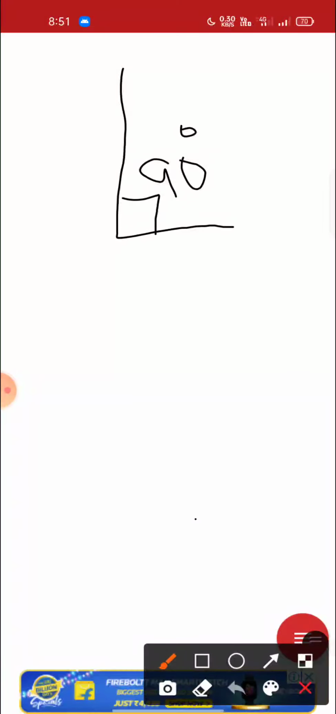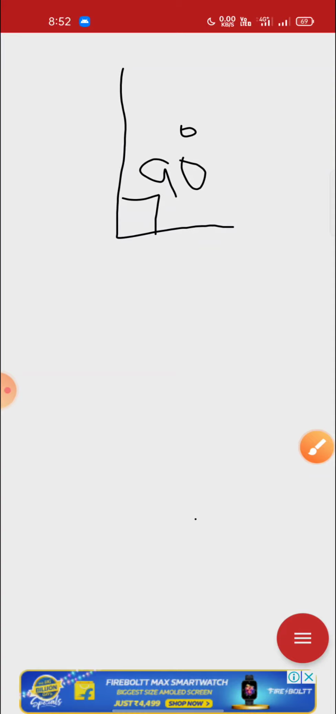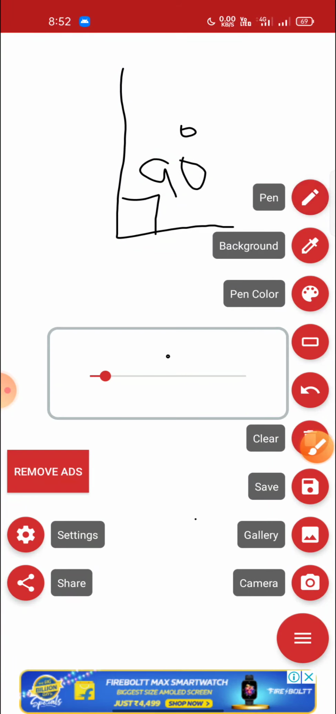Let me show you. Okay, so this is the wall and this is the floor. Now you want to know whether this is perfectly right angle or not. How to know whether this is right angle? We have to use a theorem, and this theorem is called Pythagoras theorem. So I'm just going to write it down for you.